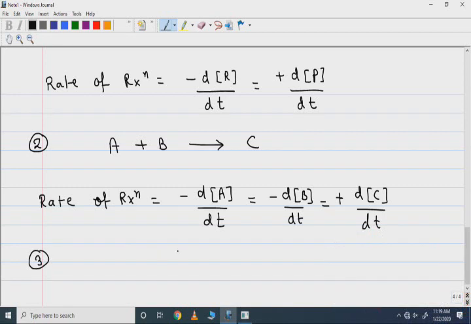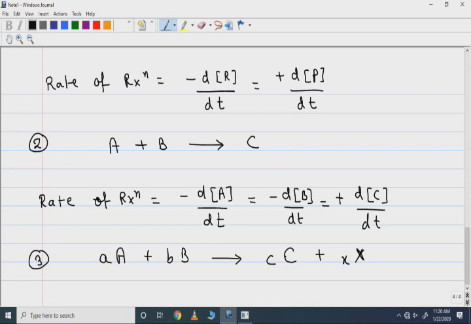Welcome. Now let's take another example. This is the general reaction actually. aA plus bB giving cC plus, let's consider it as xX. Okay, this is a general reaction.